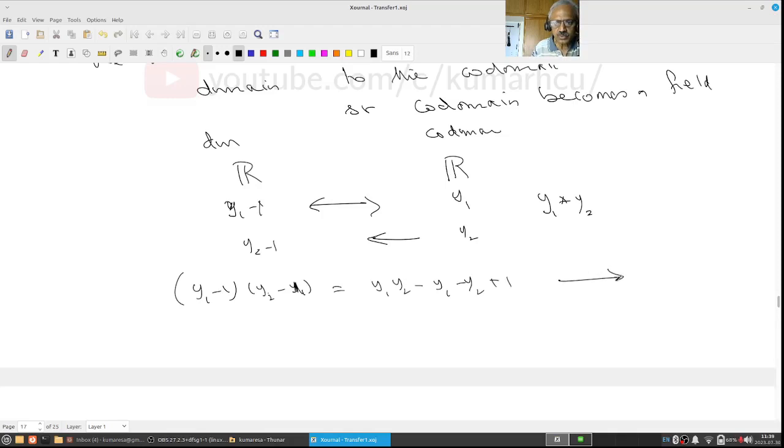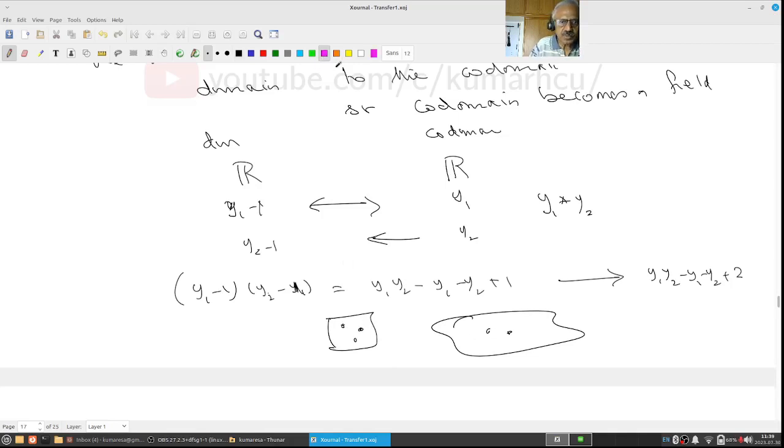And where does that go to? On the codomain it goes to y1 y2 minus y1 minus y2 plus 2. You will remember the picture. Okay, let me use a different notation. This is your multiplication, this is y1 y2, this is x1 x2, and so x1 x2 goes to f of x1 x2, which is what I denote by y1 star y2. You understand this?